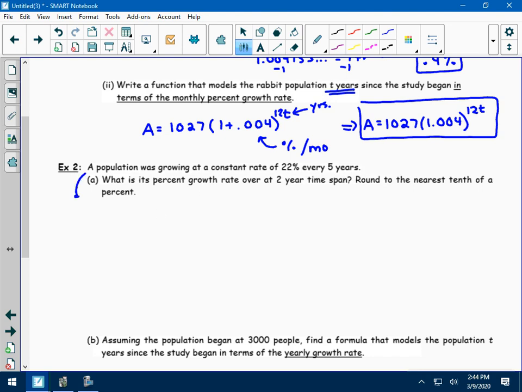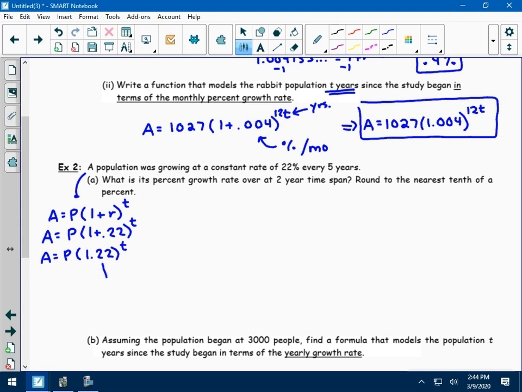All right, let's go back to our regular formula we're used to. It's growing at a percent, and it's growing, so it's plus. What's our initial? We don't know, but it doesn't really matter. If I do 1 plus 0.22 to the t, I have A equals P times 1.22 to the t.